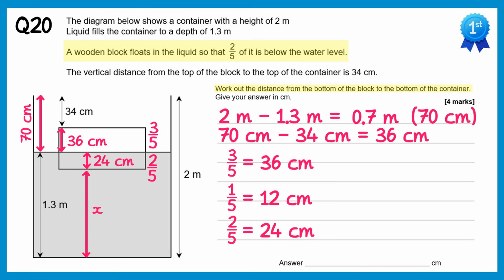So we're nearly there now, so you can see this 24 centimeters plus the value x that we're trying to find must equal 1.3 meters because that's the depth of the water. So we can do 1.3 meters or 130 centimeters take away 24, which gives you 106, and that's the answer to the question.